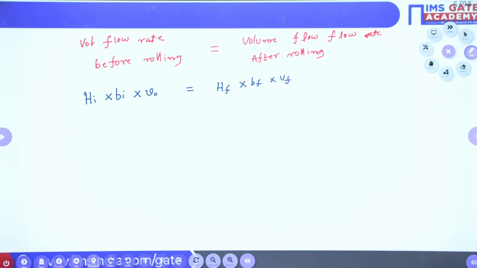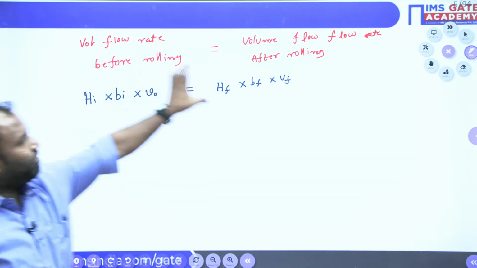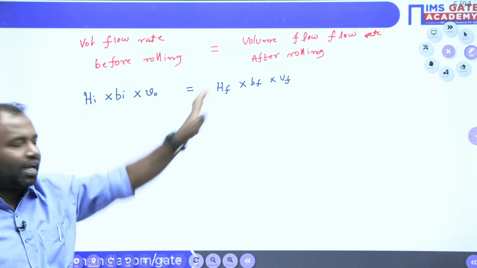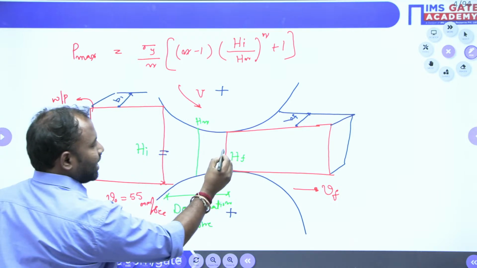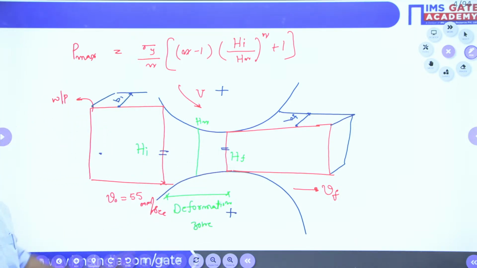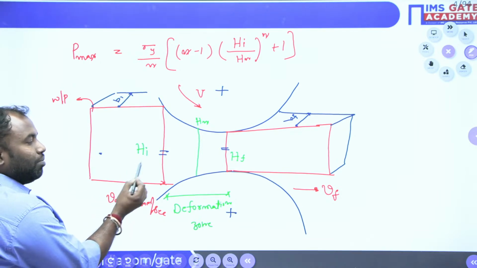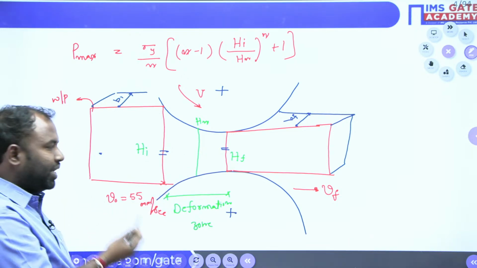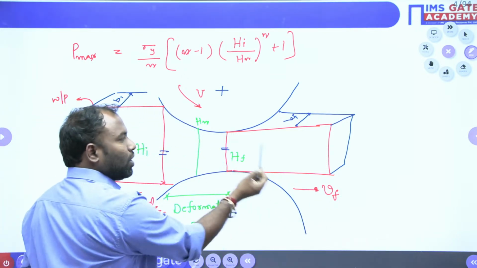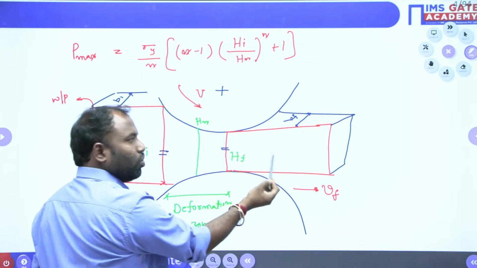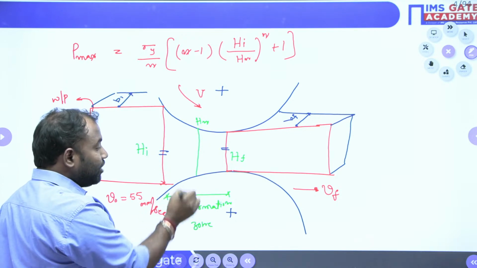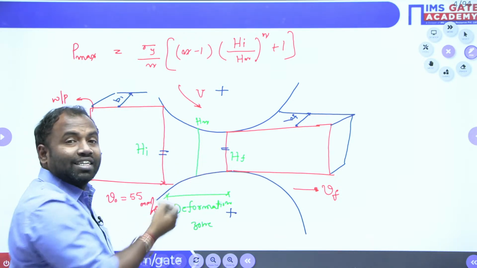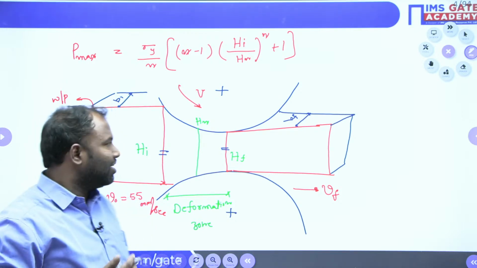Yes, guys. So from there, we can plot the volume flow rate between H initial and H final. This is the velocity of the workpiece before it enters the rolling operation, and this is the velocity of the workpiece after the rolling operation. In between, in the deformation zone, the velocity of the workpiece is continuously changing, as we have discussed, isn't it?